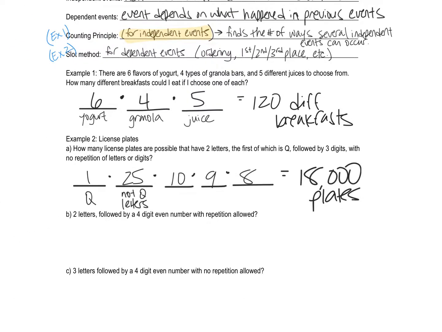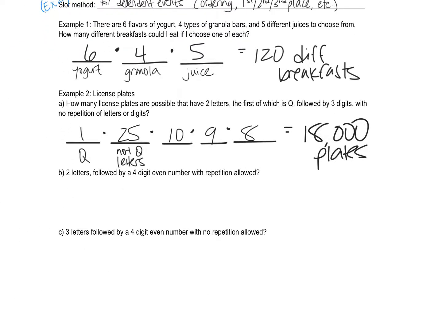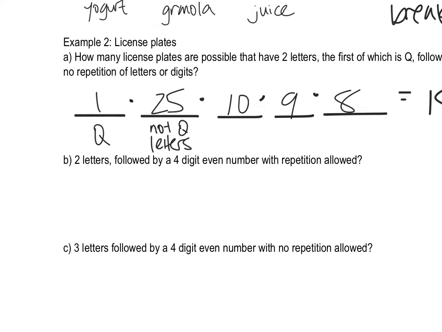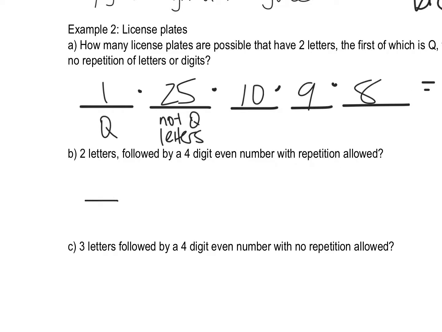Okay. Similar type of problem, 2 letters followed by a 4-digit even number with repetition allowed. So I can do 2 letters. I'm allowed to repeat, and then after that has to be a 4-digit even number. Okay, so I have to have 2 letters, so there's 26 options for the first slot, and there's 26 options for the second slot, followed by a 4-digit even number with repetition allowed.